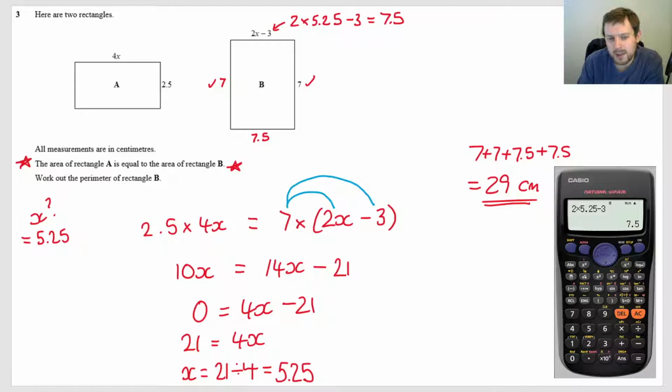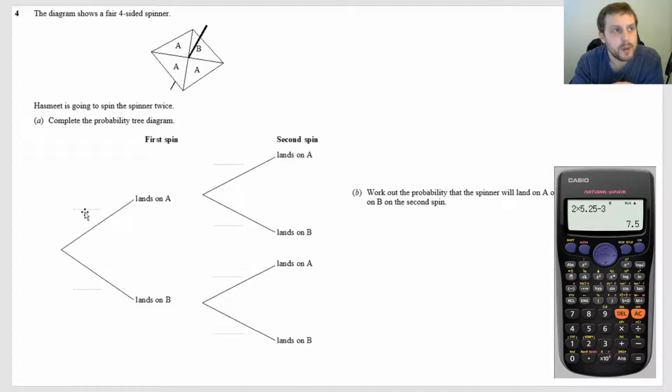And actually, as it happens in that one, there wasn't a mark for writing centimeters. I wonder if in the actual question, there's an answer line. Let's just check. Yeah, in the answer line, it's already got the centimeters written for you. Right, so you could have just written 29 then, obviously. Okay, right, number 4.